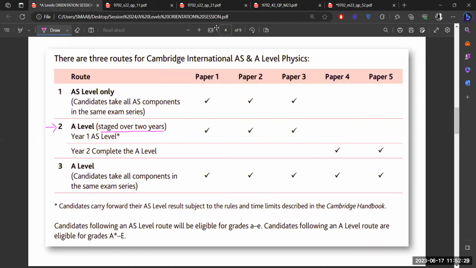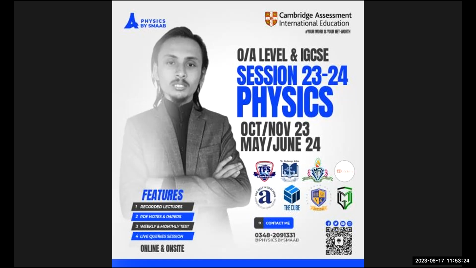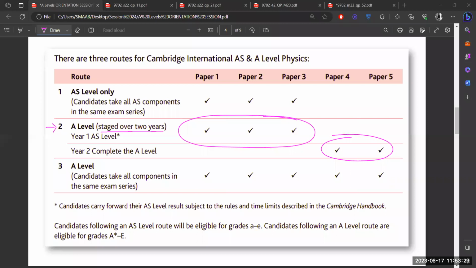It means in the first year, we study P1, P2, and P3 as we already discussed. And in the second year of A levels, we only study P4 and P5. So this is the normal scenario for A levels. This is your normal pattern, that your A levels are divided into 2 years. First year, P1, P2, P3, and then in the second year, P4 and P5. And mostly students do it like that.